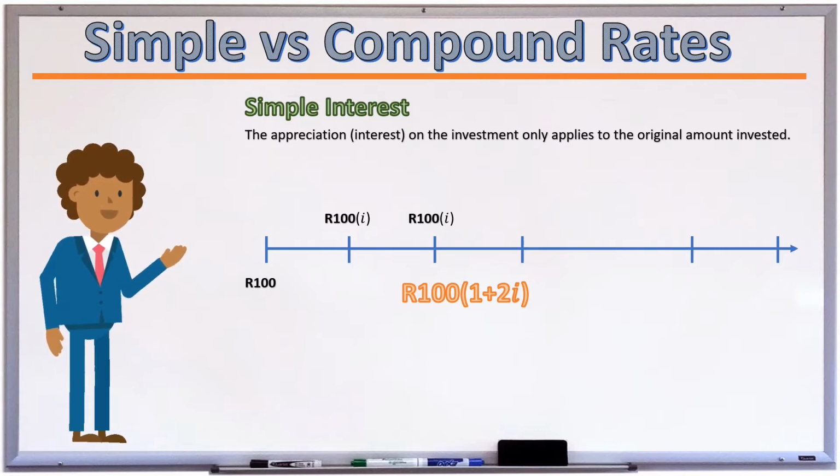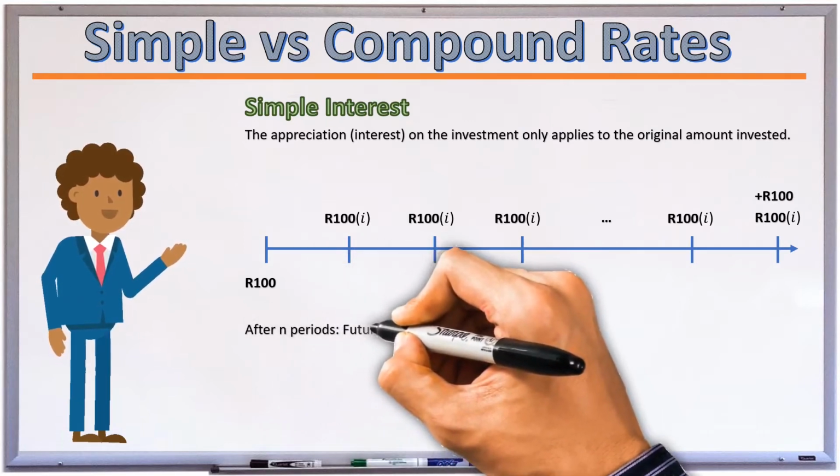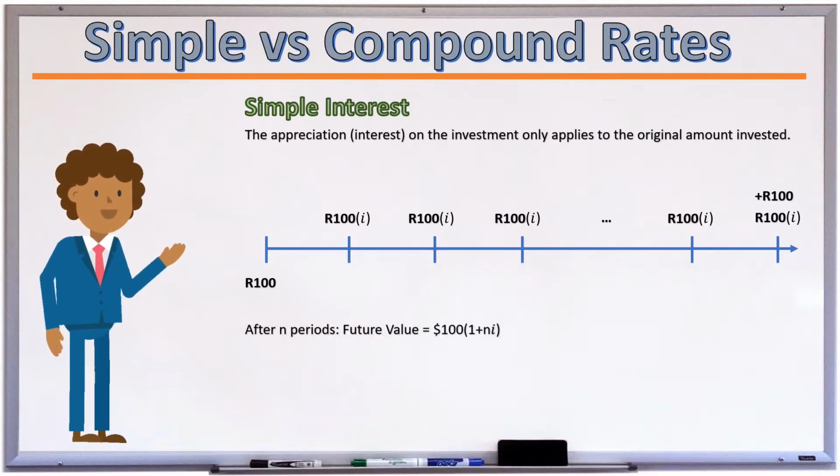One can generalize this to an investment made for n periods in the same account, where the value of the investment at the end of n periods would be 100 plus 100 multiplied by i multiplied by n, the number of periods. This is equal to 100 multiplied by (1 + ni). And this is the general formula for simple interest rate calculations.